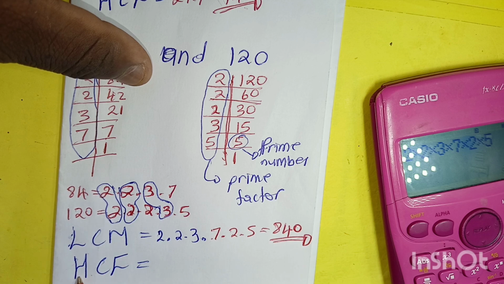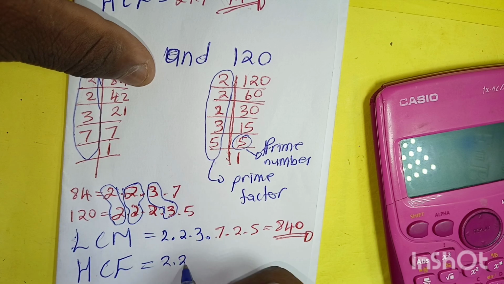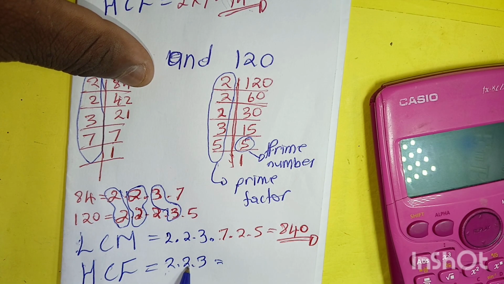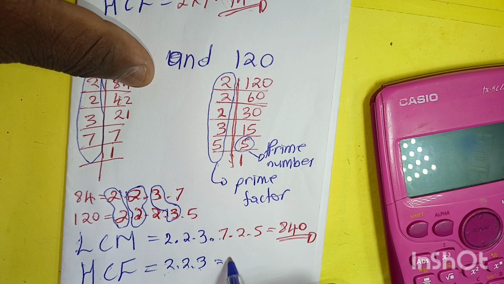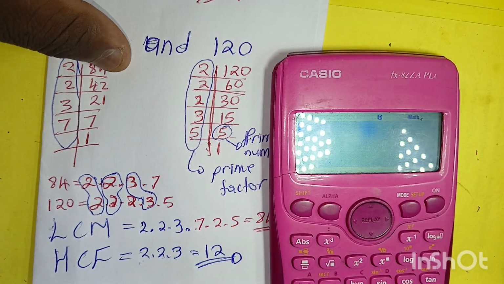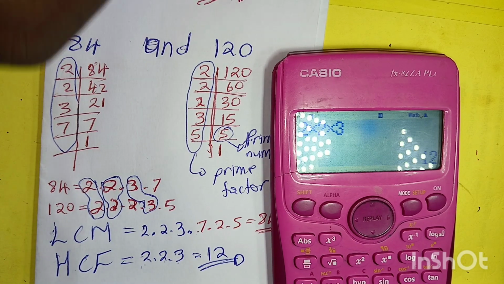What about the highest common factor? For a highest common factor, guys, you take what is common. So what is common here? It's 2 multiplied by 2 multiplied by 3, which is this thing. 2 times 2, it's 4, times this, it's 12, this one. You should know, guys, how to count. Besides a calculator, check, it's 12.